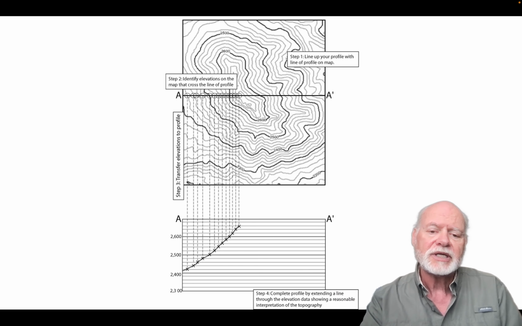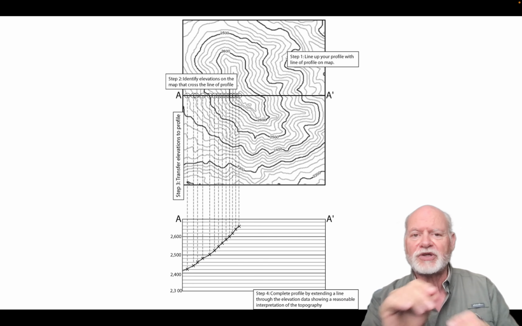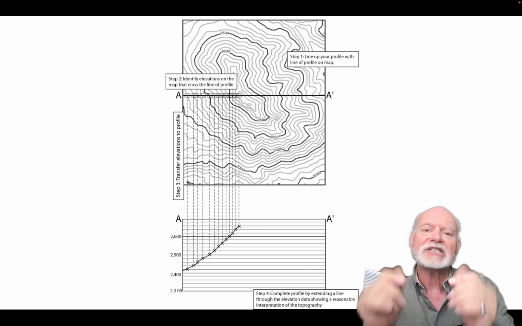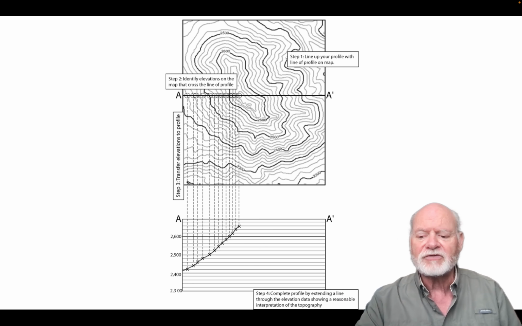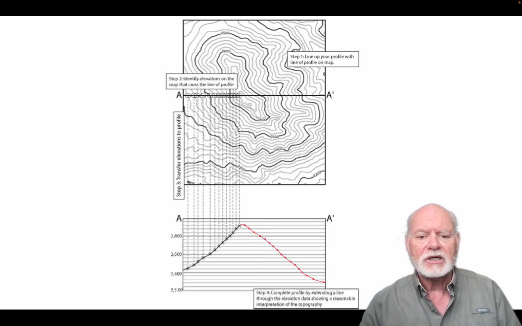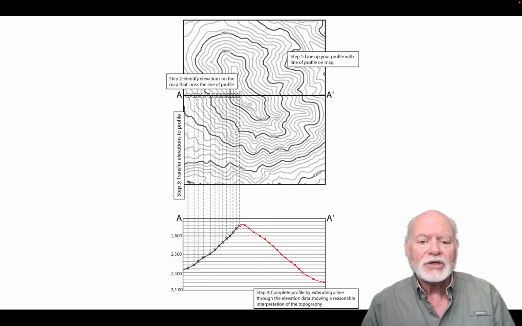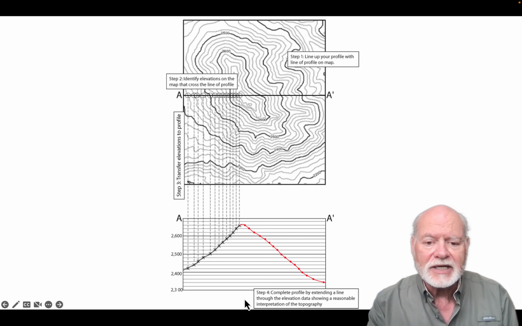Now note, it isn't a profile when you've put the points or X's in. It's only a profile when you draw the smooth line through. And I've done that for you. And the rest of it works out like that. Note at the high elevation here that I don't draw a line straight across.